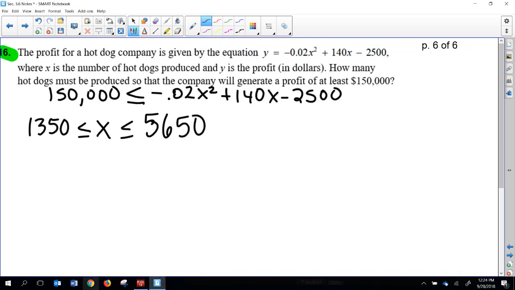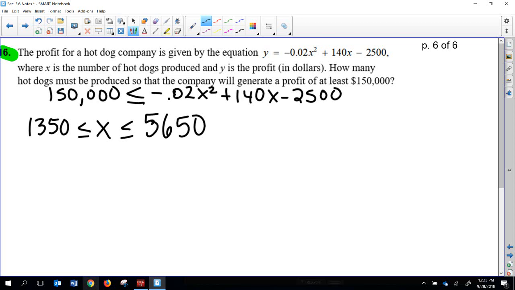So as long as the number of hot dogs we make are in between that, why might it be if I make 5,651 hot dogs, all of a sudden I'm not making a profit? How could that possibly happen in the real world? Yes? Exactly. If it's the middle of winter and no one's out by a campfire roasting hot dogs, you may not be able to sell that many, right? So you make all these hot dogs and nobody wants to buy them. That's how that could happen. All right? You get the idea of that? Yeah. Very good, guys.